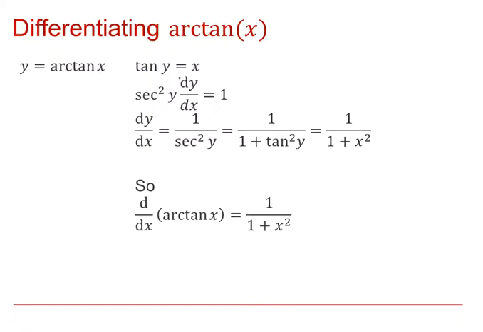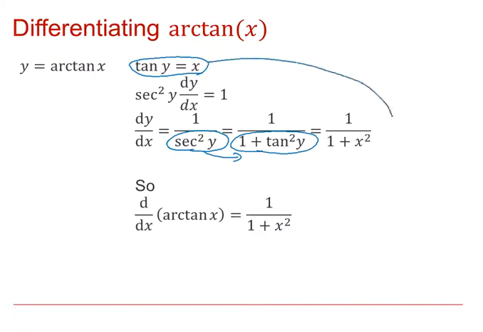So just to recap a couple of those key features, if you want to differentiate arctan x, you can rewrite it as x equals tan y. Then we differentiated it implicitly with respect to x, and then we rewrote sec squared y as 1 plus tan squared y. Then we used the fact that tan y can be written as x, so it became 1 over 1 plus x squared to get this derivative of arctan x.